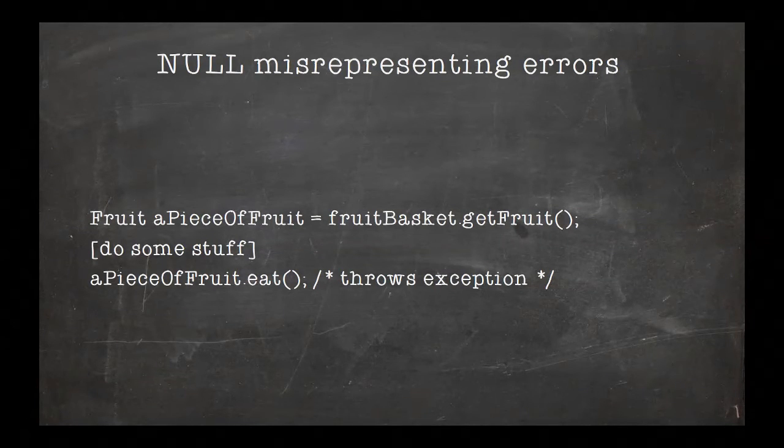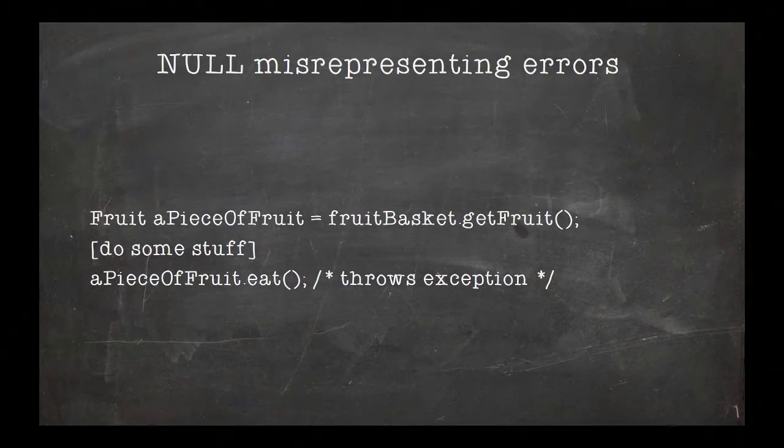So it might return null. That's where the error actually occurs. You don't discover it until you check it. So in this case, we have a piece of fruit equal to getFruit. We're going to do some stuff, often maybe 100 lines of code in there, and then we are going to use a piece of fruit.eat. We're going to call a method on a piece of fruit.